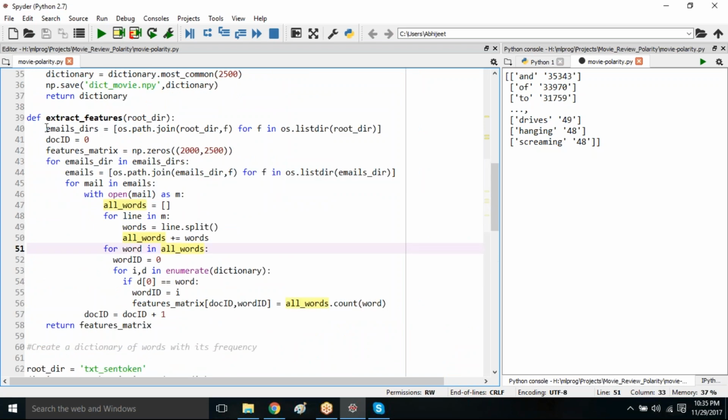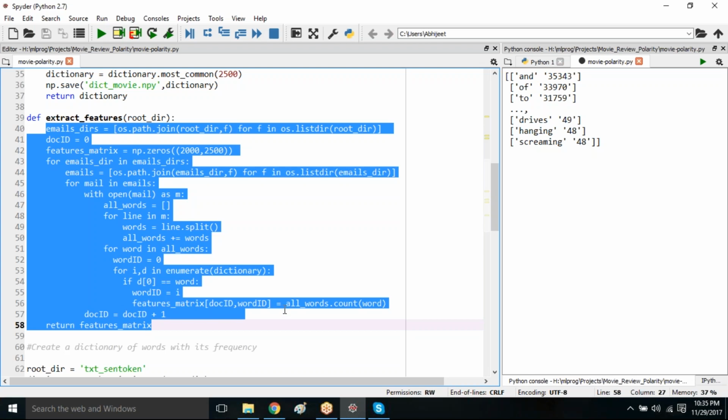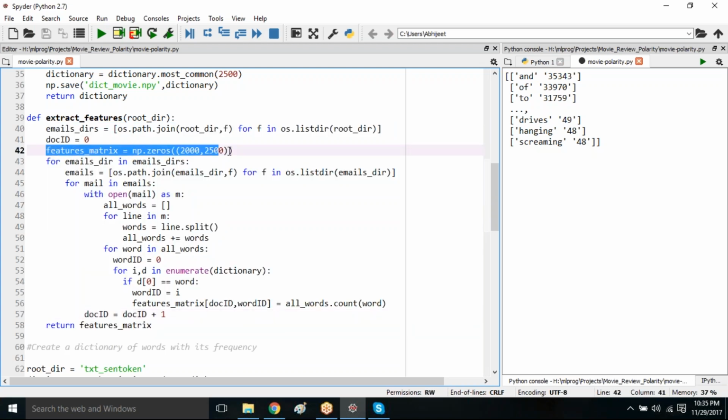So this extract feature, you understood or not? Yes. Like feature matrix, they are taking 2000, 1000 positive and 1000 negative. And then for each of these, it will go for the positive, say, and then it will go for negative. For each word, it will find it in the dictionary, what is the index, and there it will put the count, how many times it has come in that particular file.